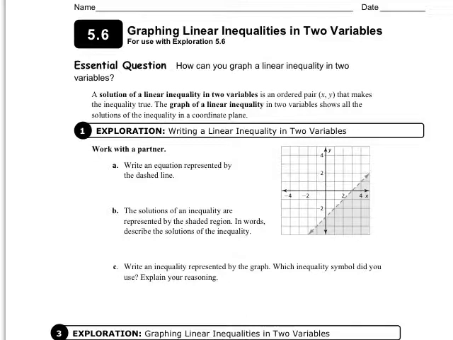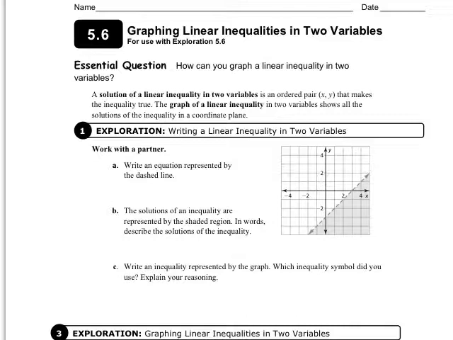So you should know how to write the equation of the boundary line. That's just like writing the equation for a regular equation with an equal sign in it. I'm going to give you some time to work through exploration 1, and then we'll come together and talk about it. All right, conversations have kind of died down a little bit. I think we might have hit our stopping point.